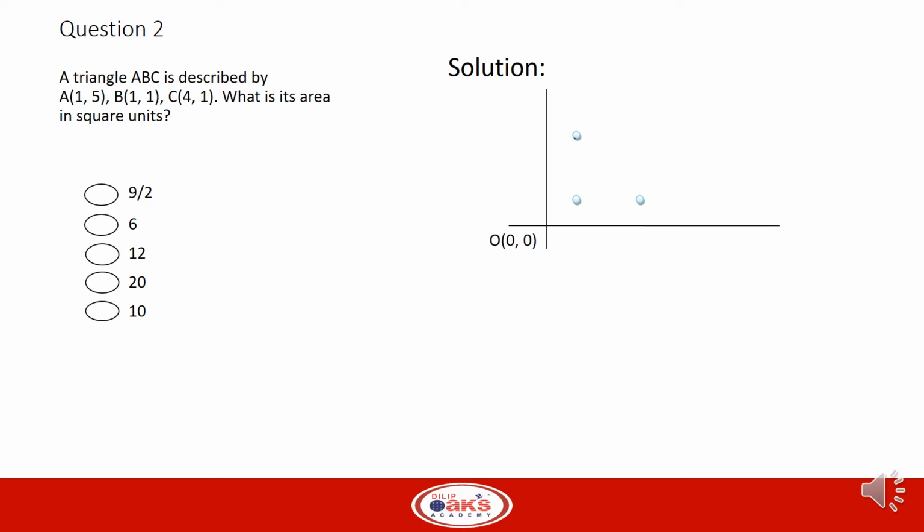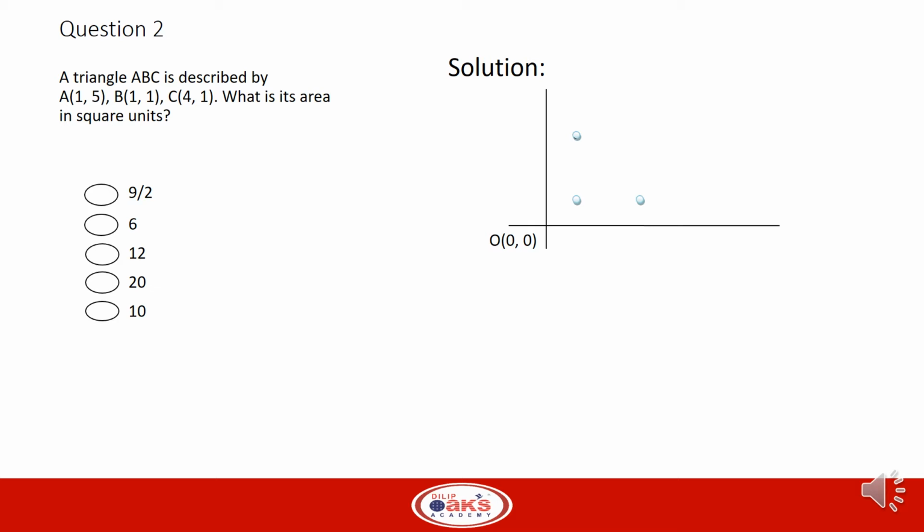The question here is from the topic called coordinate geometry. It says that a triangle ABC is described by the vertices A (1, 5), B (1, 1), C (4, 1). The question is asking you to find the area of this triangle in square units.